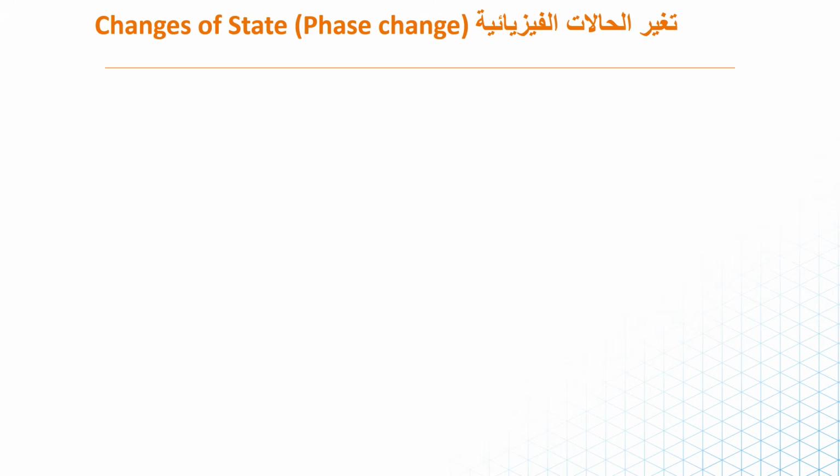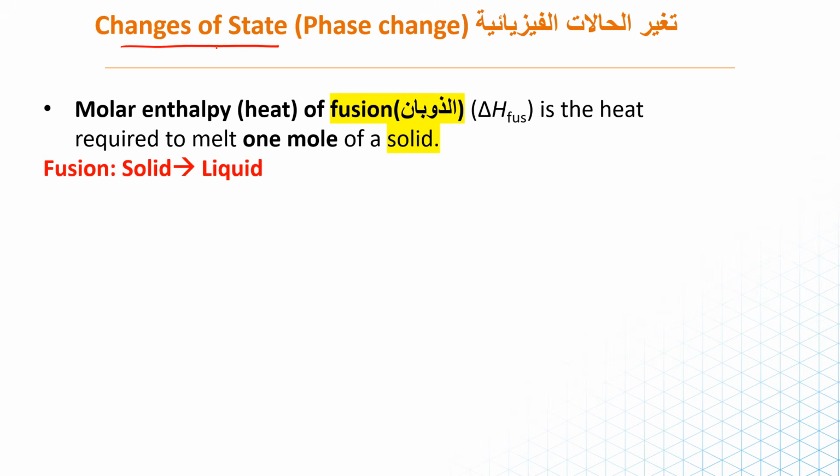All right, now let's go and focus on changes of state. What does change of state mean? It means that you can change from liquid to solid, solid to gas, gas to solid, and so on. Of course, when we change state, we are going to lose or gain energy or heat, because we are breaking down intermolecular forces between atoms. So let's go to another definition now, which is called molar enthalpy of fusion.